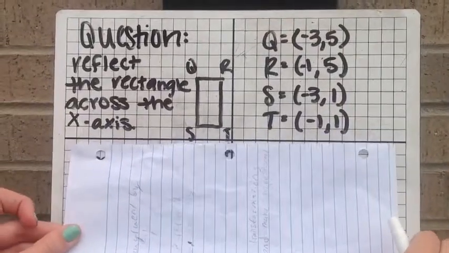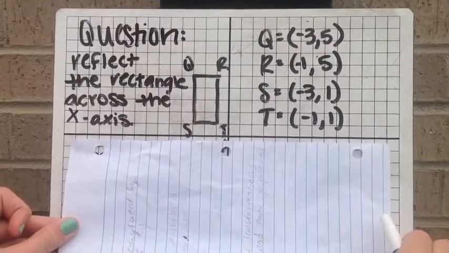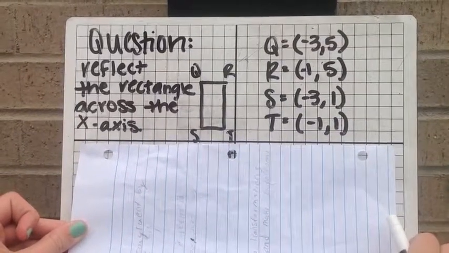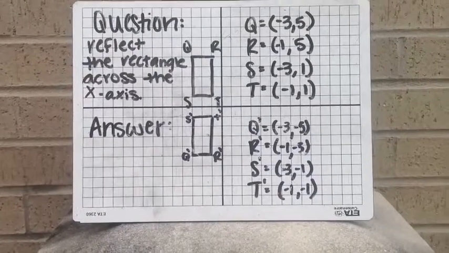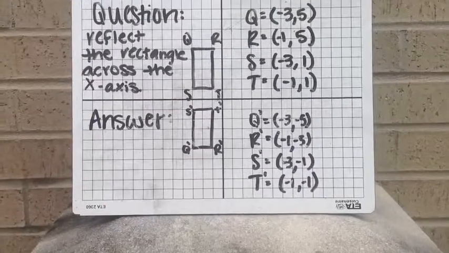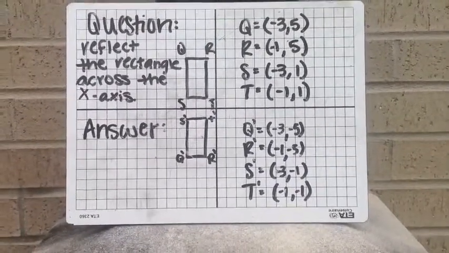Question 5, we're going to reflect the rectangle across the x-axis. Coordinates of Q are (-3, 5), R (-1, 5), S (-3, 1), and T (-1, 1). Please pause the video now. The answer to this question is Q prime (-3, -5), R prime (-1, -5), S prime (-3, -1), and T prime (-1, -1).